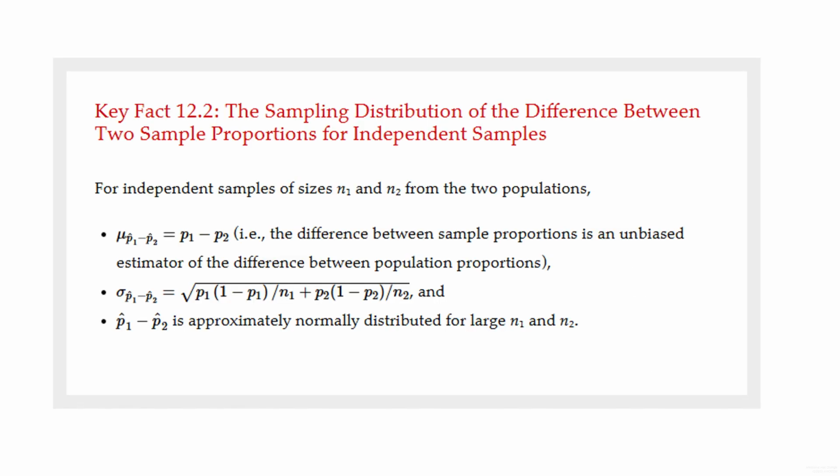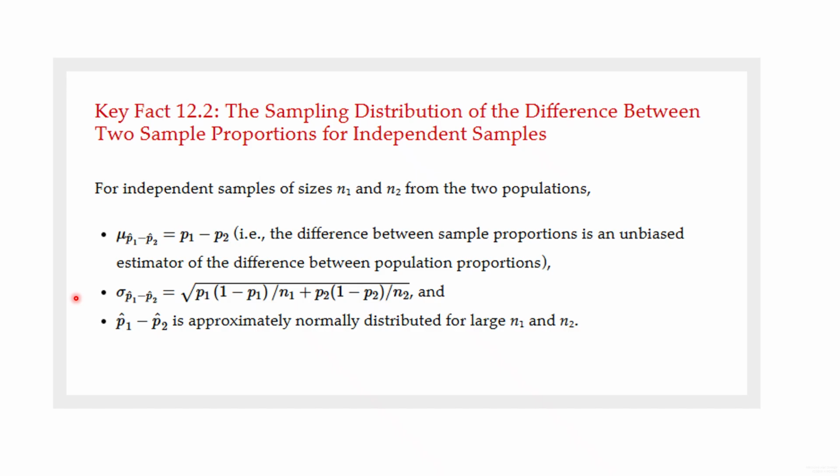And now that you've reviewed the notation and might be feeling more comfortable about the ones and the twos, we can look at this key fact here and talk about sampling distributions for the difference between the sample proportions. For independent samples of size n1 and n2 from two populations, mu of p hat 1 minus p hat 2 is equal to p1 minus p2. That means that the difference between sample proportions is an unbiased estimator of the difference between population proportions.